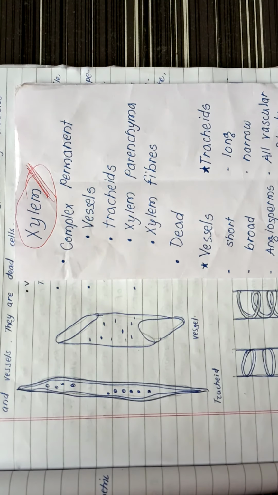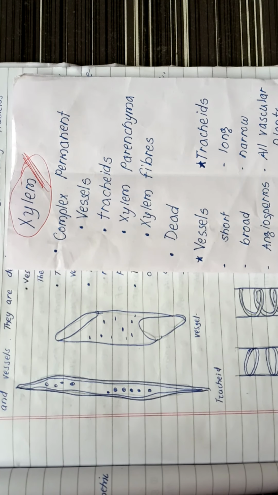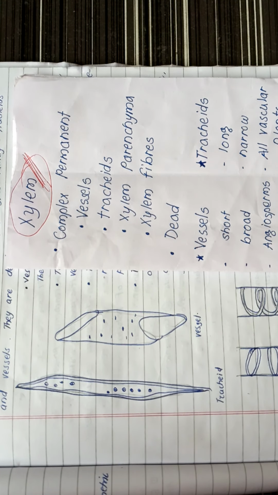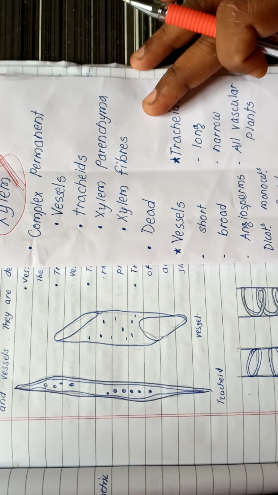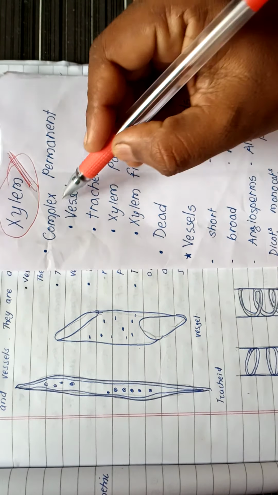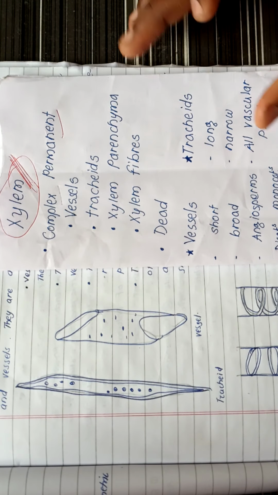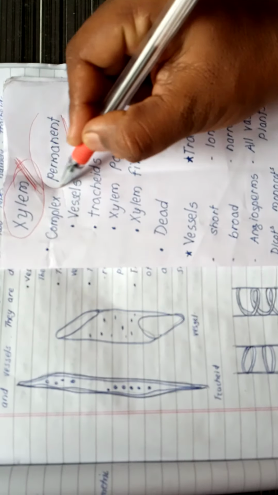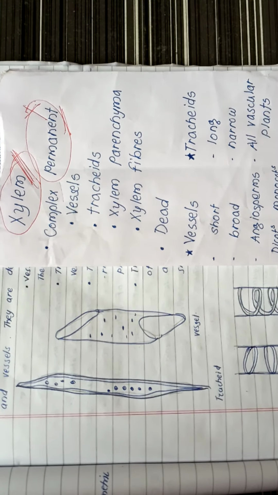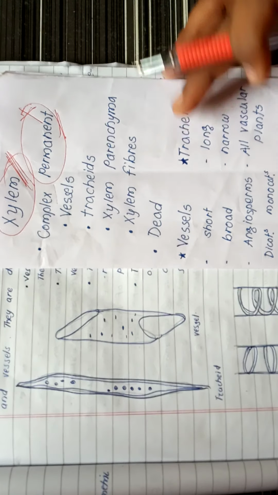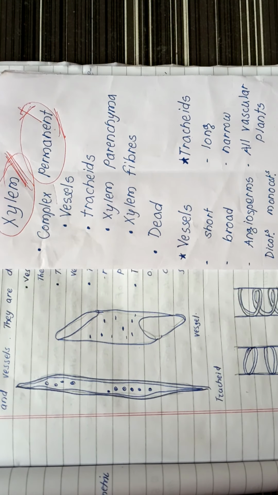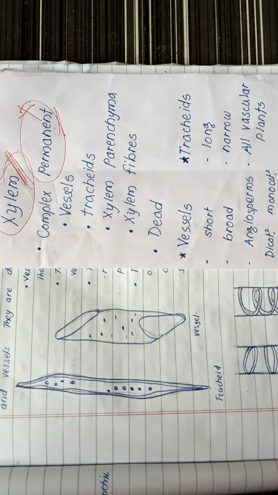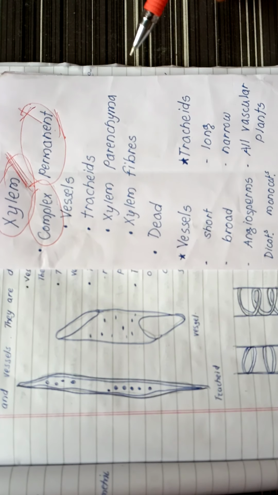The function of xylem is conduction of water. The xylem is a complex permanent tissue. Permanent tissue means it has lost the property of division. It never divides again. The xylem tissue has lost the property of division, therefore it is known as permanent tissue. Why is it said to be complex? Because it contains different cell elements. We will study them one by one.